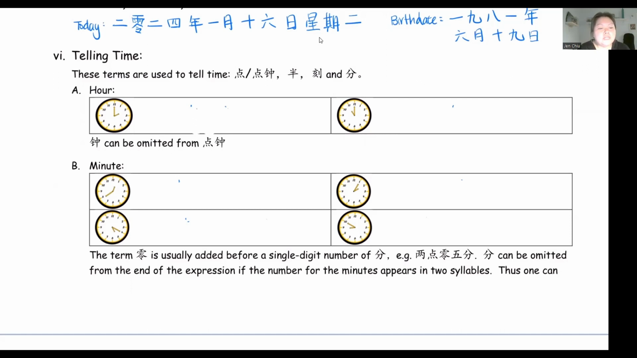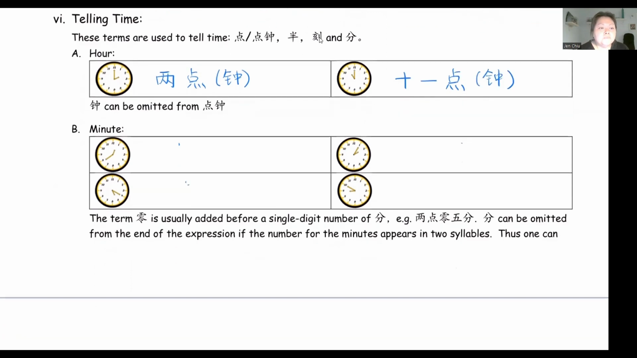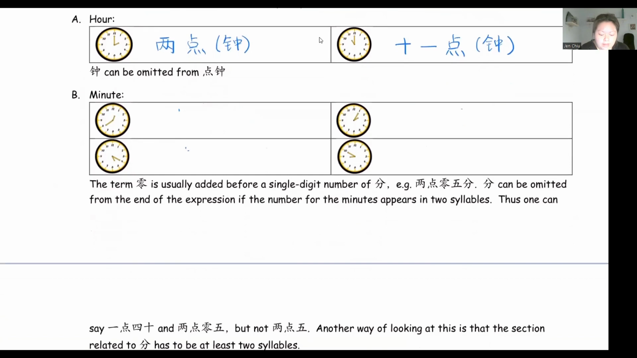All right. So first picture here, we see 2 o'clock. So we can say 2点 or 2点钟. Note here, we're saying 2点, not the other form, right? 2点钟, that 钟 is optional. That's why it's in parentheses here. All right. And the next clock here, we have 11点. So we have 11点 or 11点钟. Okay, that works too.